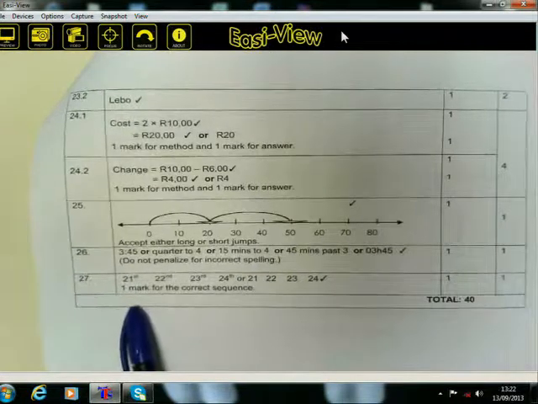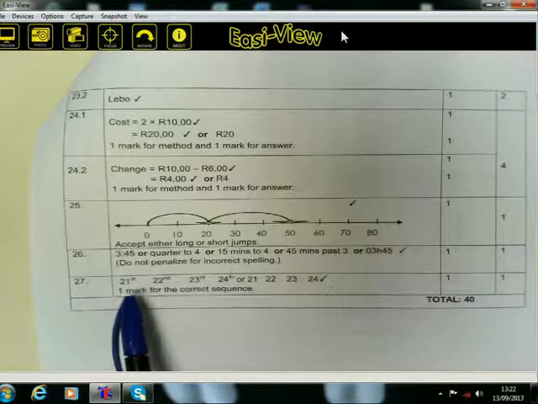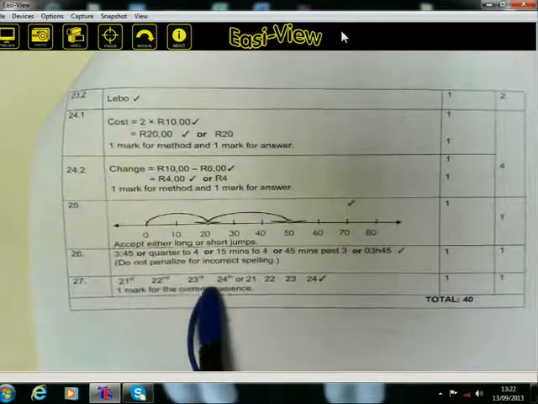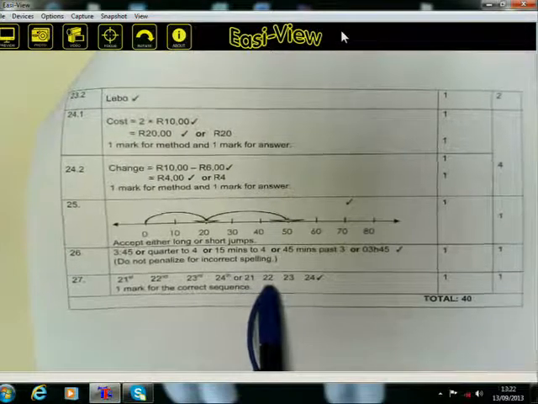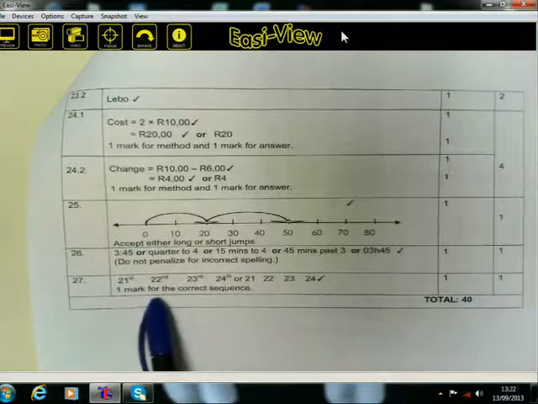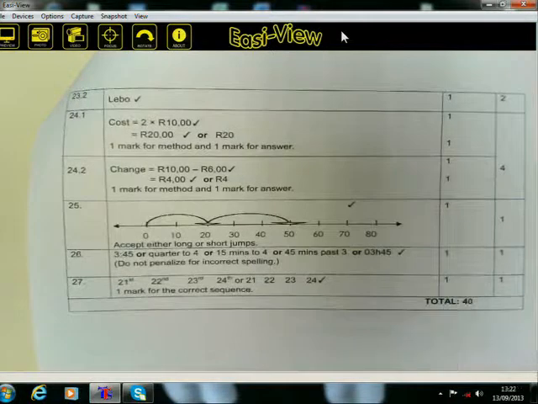Question 27, fill in the missing ordinal number on the number line. There we will get, like at the 20th is 20, 21st, 22nd, 23rd, 24th, or if the child only wrote 21, 22, 23, 24, it will also be correct. 1 mark for the correct sequence, or mark allocation of 1.